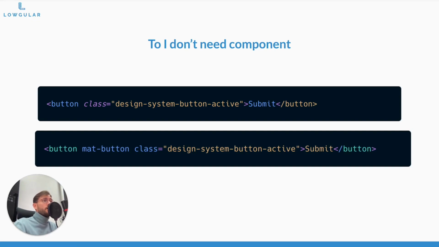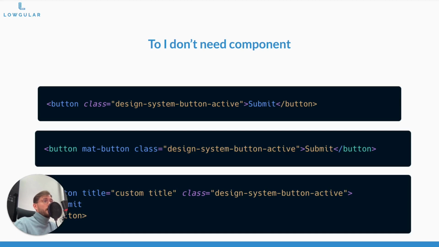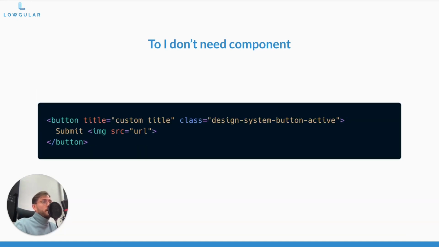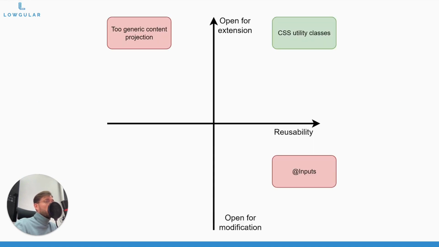Then we can easily extend our button with a directive, but the look is still the same. Or maybe add an additional HTML attribute without adding new inputs to our super generic component. We have HTML, which is awesome, and we don't need to reinvent the wheel again. And what is more, HTML has content projection.